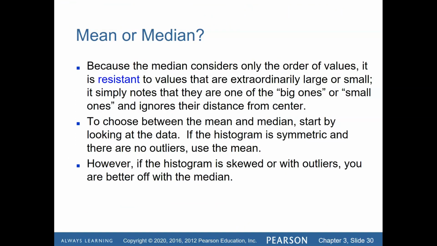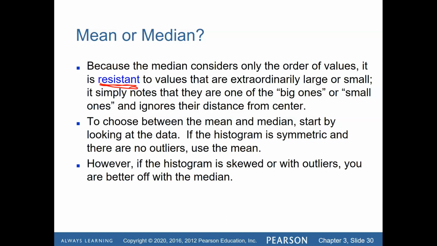Okay, a vocabulary word, mean versus median. You could read this paragraph. Actually, I'll read it to you because I think it's important. Because the median considers only the order of values, it is called resistant to values that are extraordinarily large or small. So if there are outliers, the median is a better measure of center.